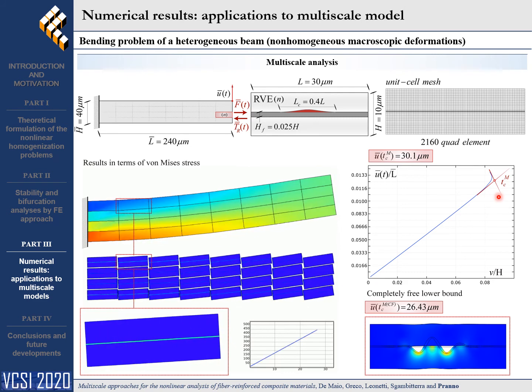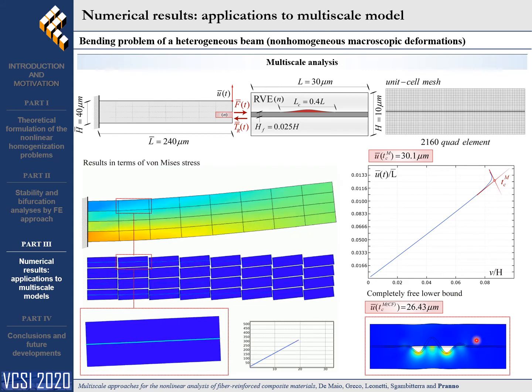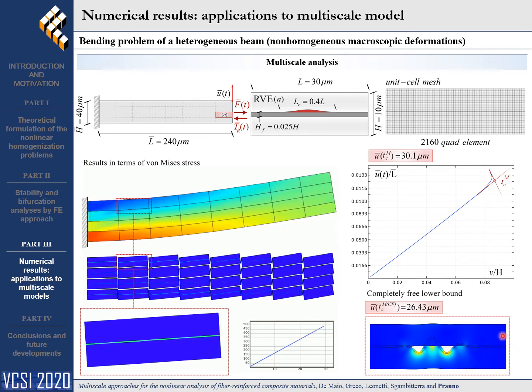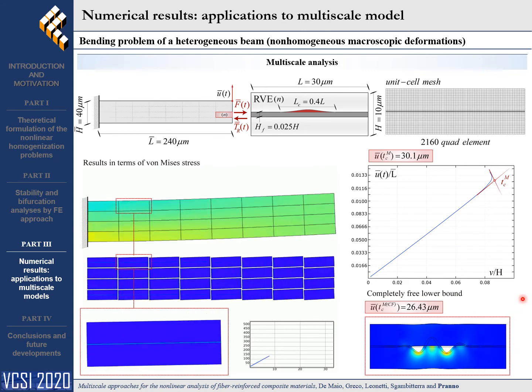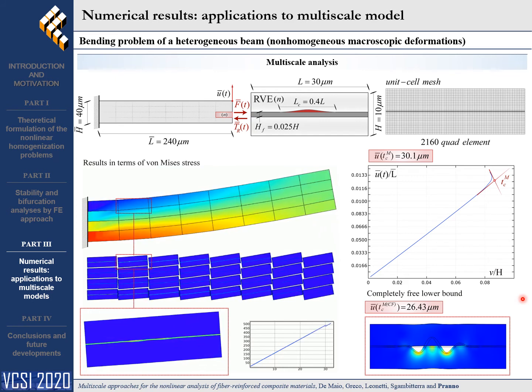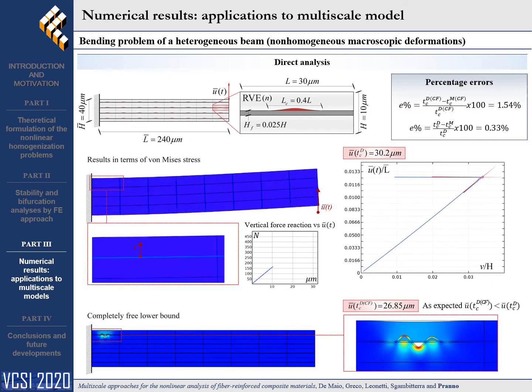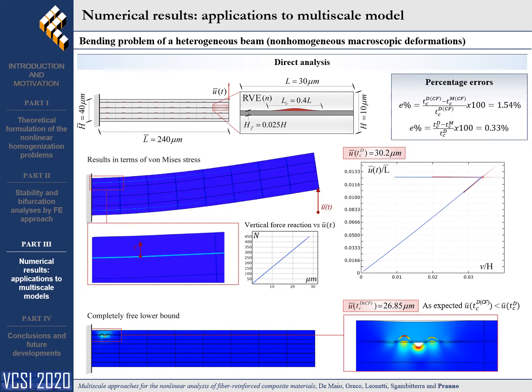However, in order to evaluate the accuracy of the multiscale model prediction, the lower bound of the primary stability and bifurcation load was assessed through a linear comparison problem. The evaluated lower bound value is equal to 26.43 micrometers. A comparison between results of multiscale and direct numerical simulation are discussed here.